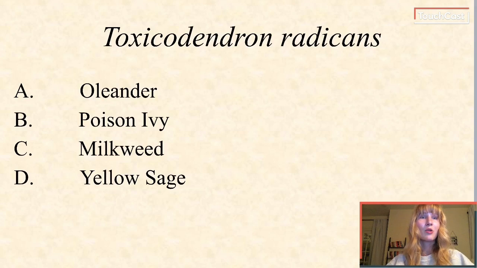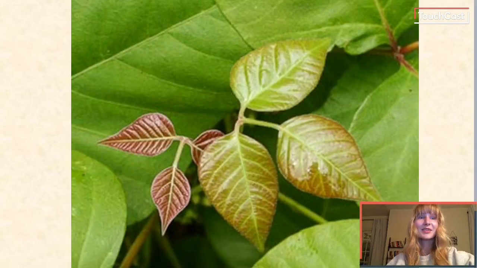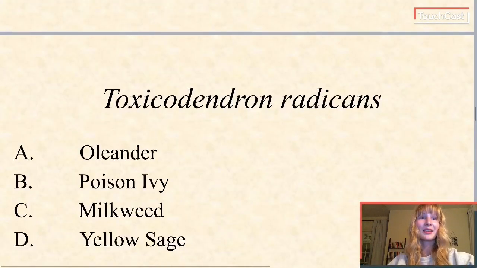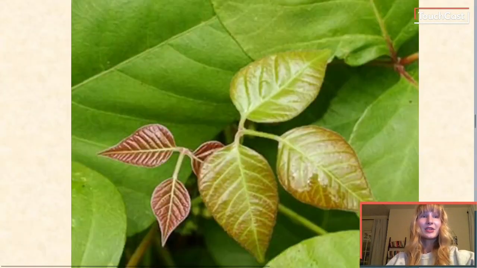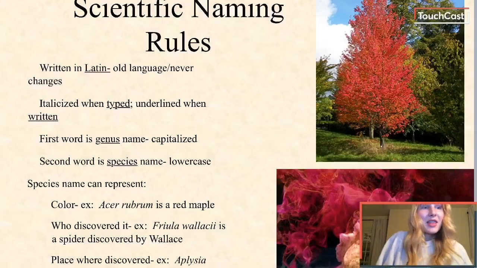And then Toxicodendron radicans. Is it A, oleander, B, poison ivy, C, milkweed, or D, yellow sage? The answer is poison ivy, and a lot of people get it because it's toxic. Great job. All right, back to the PowerPoint.